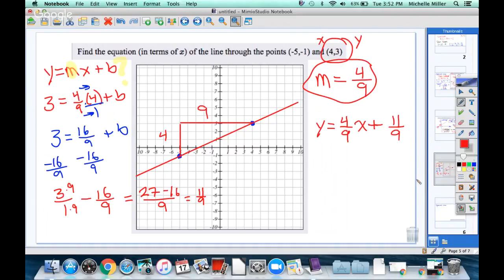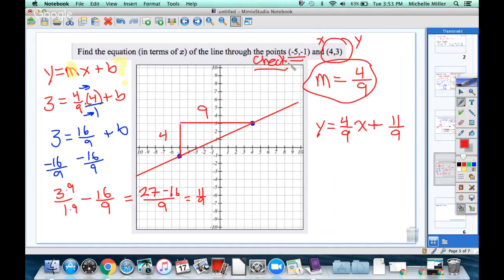And you could write those as mixed numbers, but I recommend not doing that. Improper fractions are generally better. Now, this is kind of crazy looking. It's got some fractions, not too bad. I should double check. Since I used this point over here to find the y-intercept, I should use this point right here to check.